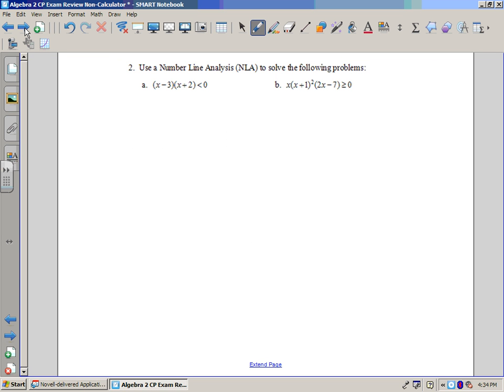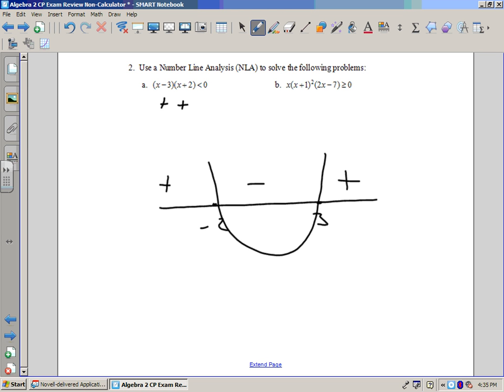Number line analysis to solve the problems. 2a, if I draw a number line, my zeros are going to be at 3 and at negative 2. I'm going to pick a number greater than 3, like 4. The first factor would be positive, the second factor would be positive. Any number greater than 3 must be positive. If I were to do this a couple more times, you'd find this one's negative and this one's positive, either by noticing that this is a quadratic or by trying each individual piece. Where is this graph less than 0? The answer is negative 2 to 3.